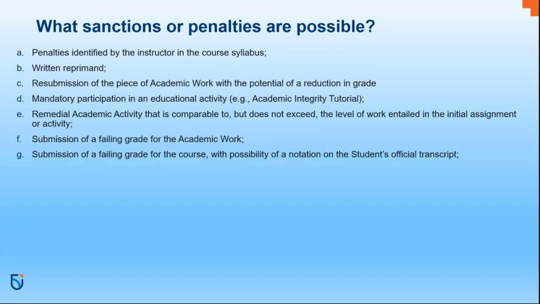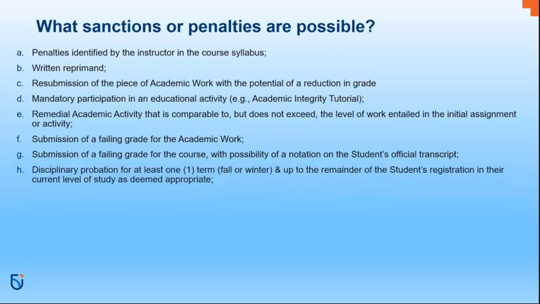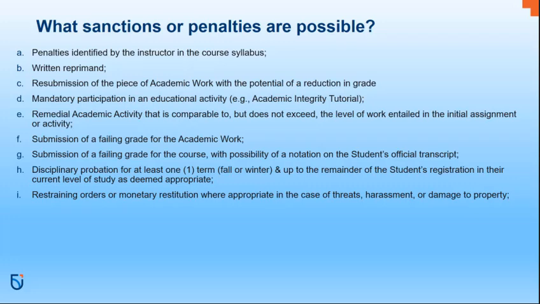When students are caught with more than one violation or the violation is very severe, they may receive disciplinary probation for a period of at least one term, either fall or winter, and up to the remainder of their registration in their current level of study, as might be appropriate in the circumstances. Furthermore, in the case of threats, harassment, or damage to property, a student may receive a restraining order or a requirement for monetary restitution, so paying a fine.